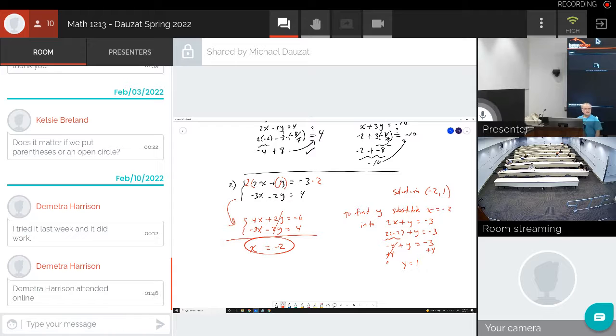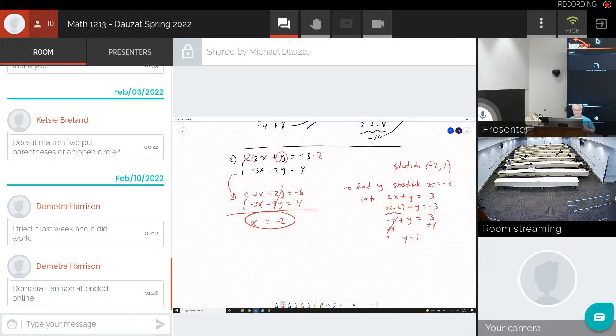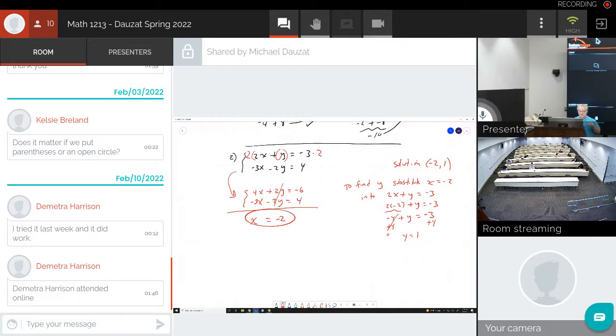And you can always check, right? Now, I'm not going to have time to check all of them because I'm going to run out of time. But you can always check this, especially when it's on a worksheet. You have time to check on a worksheet. So to check, go back to the original equations: 2x plus y equals negative 3, and negative 3x minus 2y equals 4. So in place of x, you'll substitute negative 2. In place of y, you'll substitute 1.